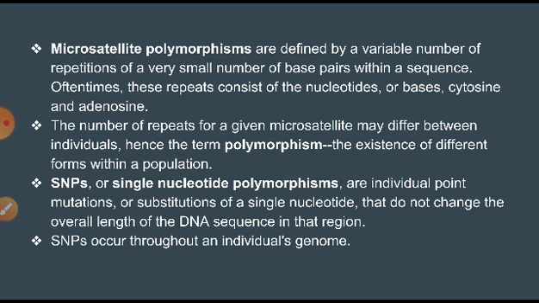Also, single nucleotide polymorphism is there, maybe a very common term you have heard, SNPs. So SNPs have a very important role. They usually are individual point mutations. A point mutation means at a particular point you make it different, or a substitution of a single nucleotide that does not change the overall length of the DNA sequence. So these all are methods called DNA markers.